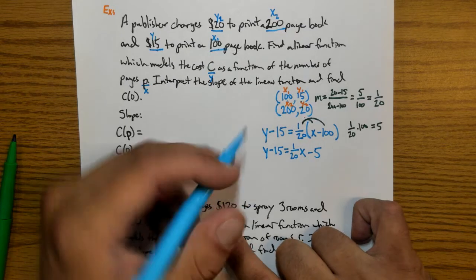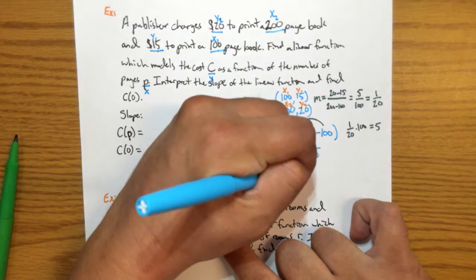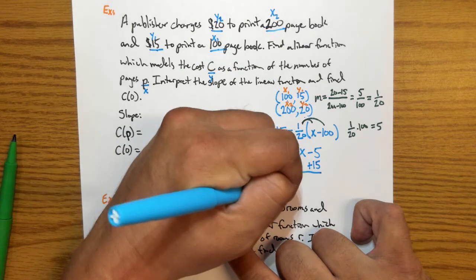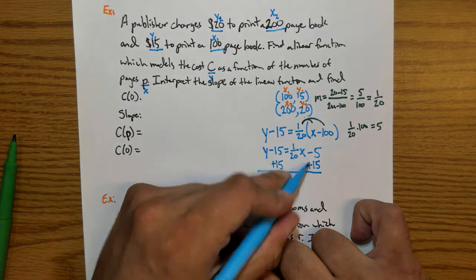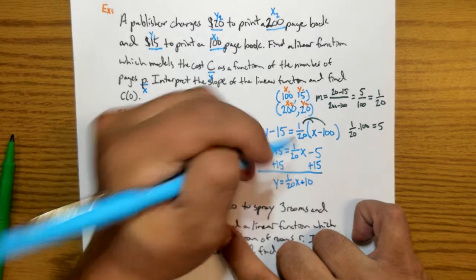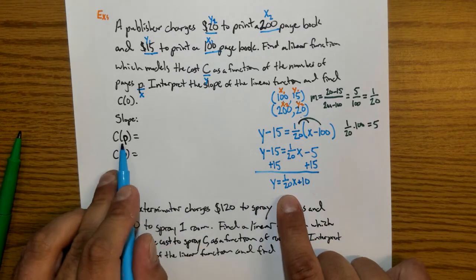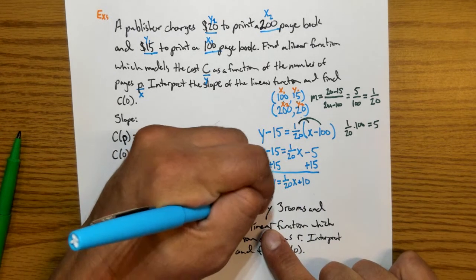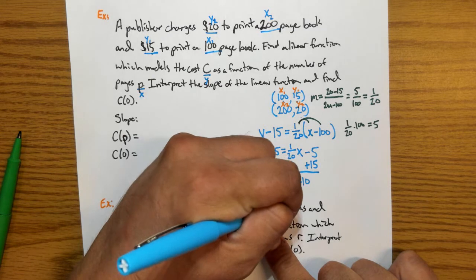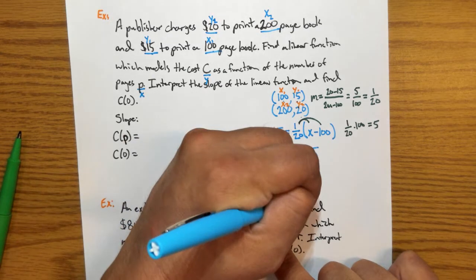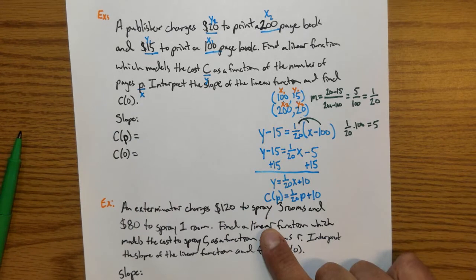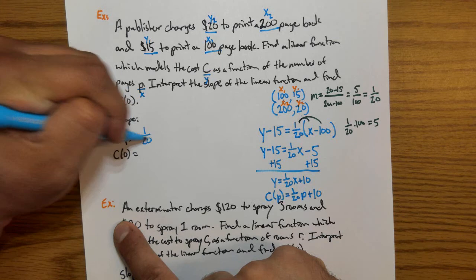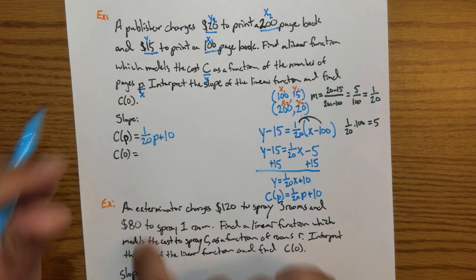And then let's solve for y. We need to add 15 to both sides to get y by itself. So we get y equals 1/20 x. Negative 5 plus 15 is plus 10. So this is our function in C of p form. So if I want to rewrite this, C of p is equal to 1 over 20 p, that's for pages, plus 10. So here, 1/20 p plus 10.